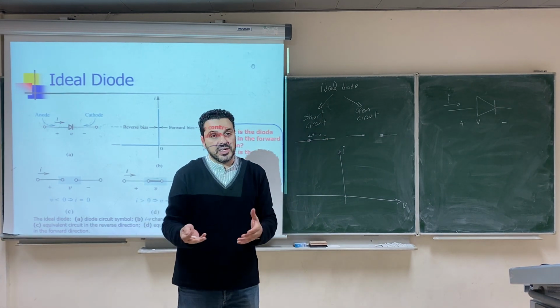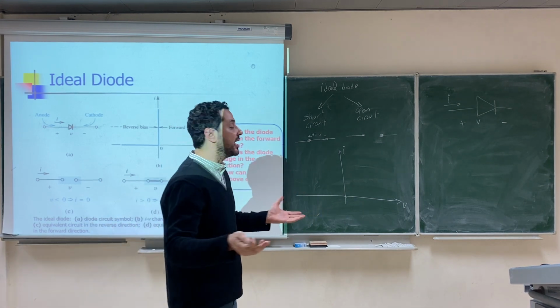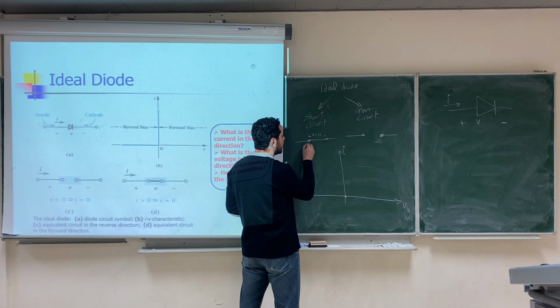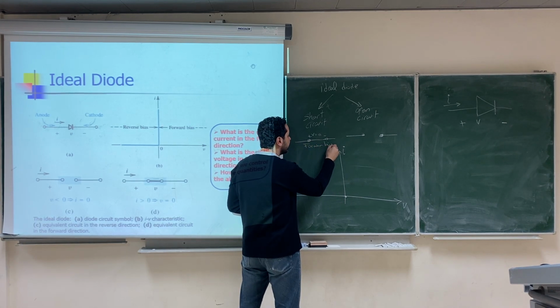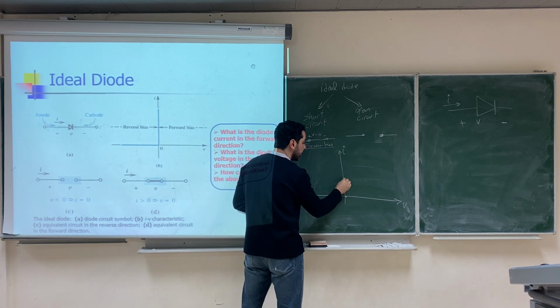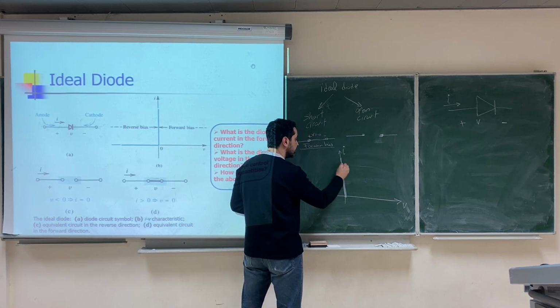We don't know, because in a short circuit the current can be anything. So in the short circuit, or what we call the forward bias region, the voltage will be 0 and the current can be anything. That's why we plot a line like this in the characteristics.